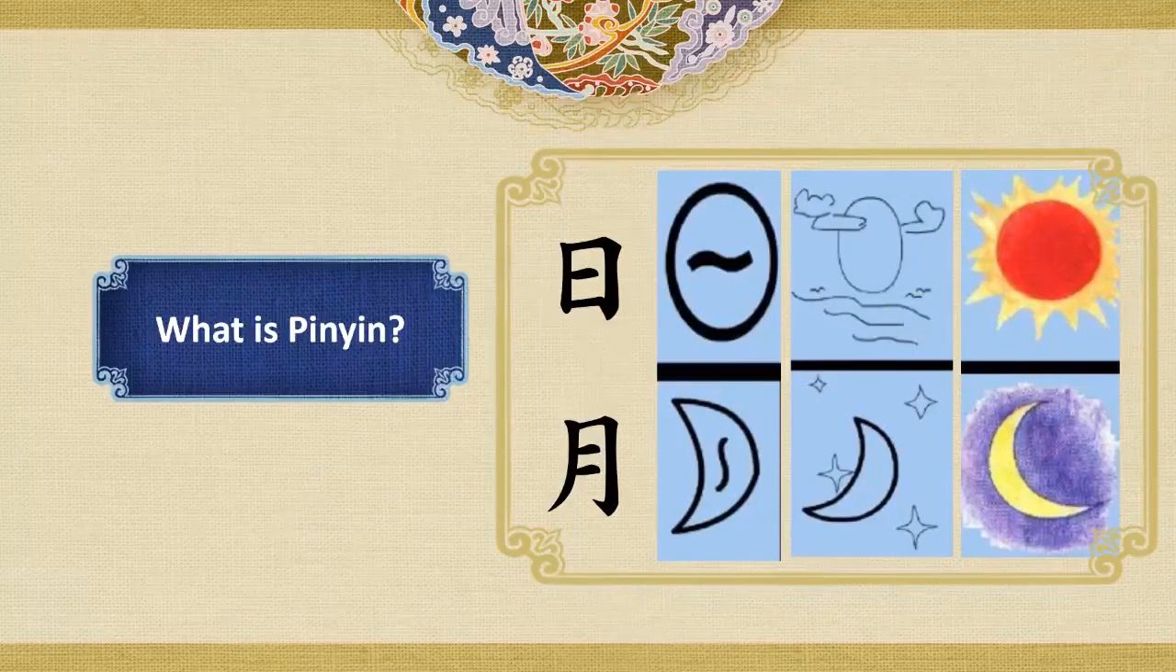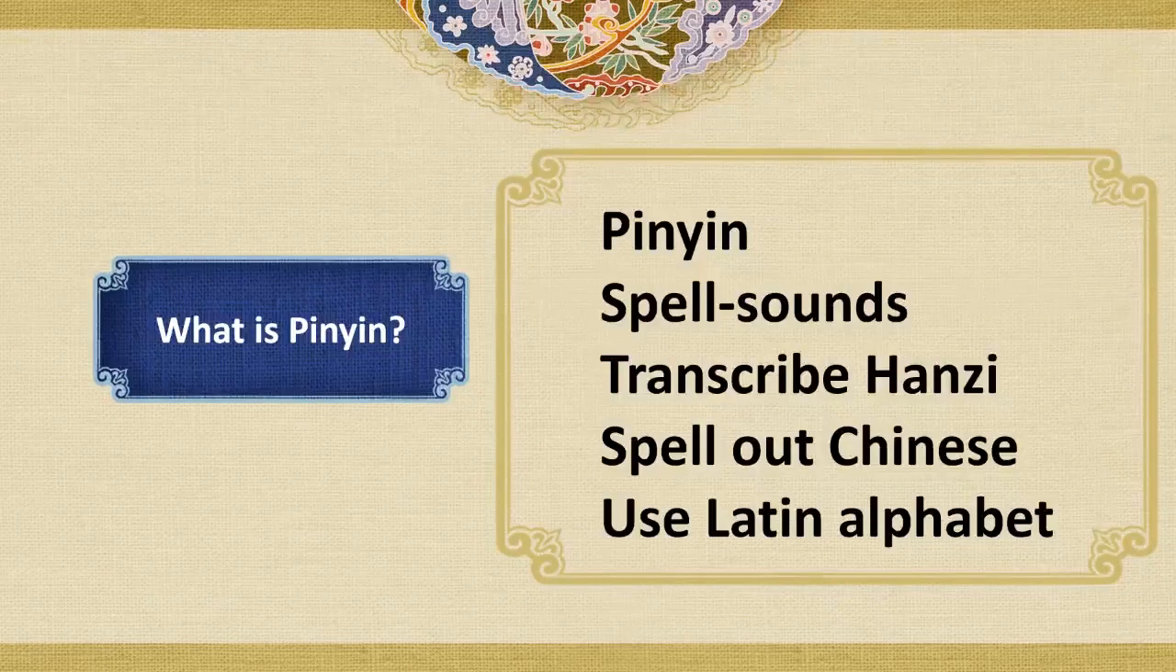So we need something else to mark down the sound of the words, the characters. From ancient China till now, we have used many different ways to mark them. And now we use Pinyin for Mandarin, the standard Chinese. Pinyin, this word, means spell sounds. So Pinyin transcribes Hanzi, helping us to spell out Chinese.